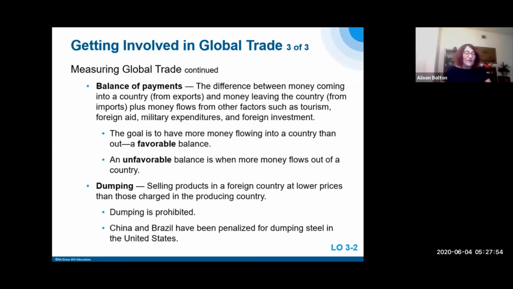Something that's very bad for the US, we don't allow it, it's prohibited, it's a concept called dumping. And the first time this happened was when China dumped steel in the United States at a lower price than charged in the producing country. And we feel that's really unethical and illegal. They shouldn't be doing that. And we also found that Brazil was doing the same thing. They were both fined for this, and so we don't see this happening like we used to.